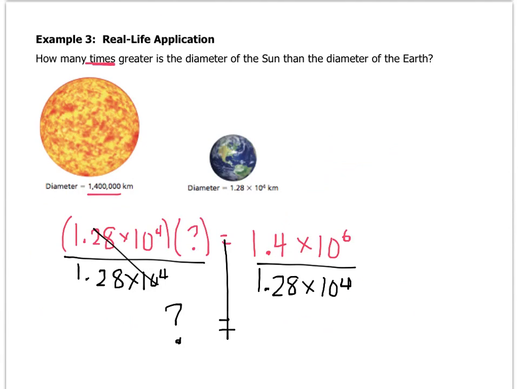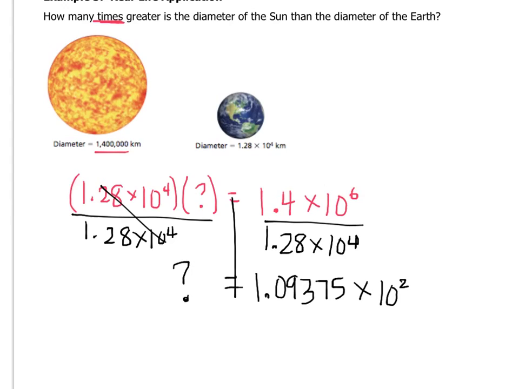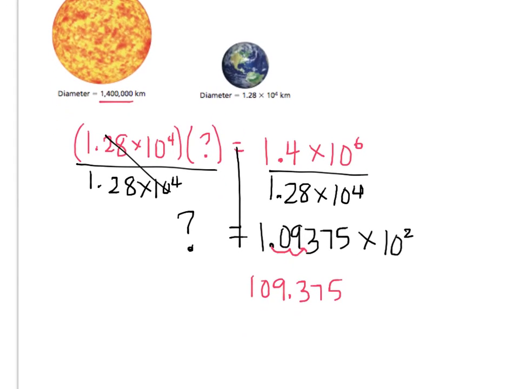So let's divide. I got 1.09375 and subtract the exponents, which gives 10 squared. They ask me how many times greater, so they want a number. So let's turn this into a real life number, move it over 2 times, and you get 109.375. So the answer is about 109 times greater.